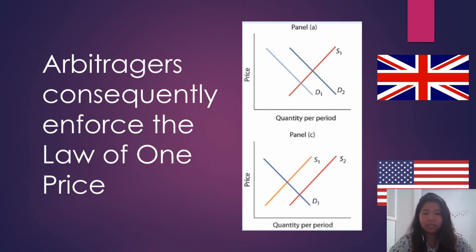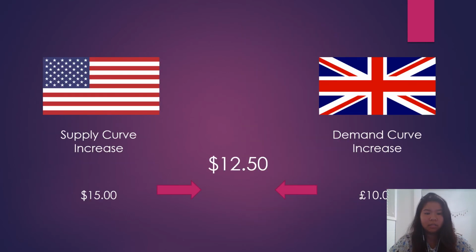Now because of this, the prices are eventually going to meet at one point where they settle, and that is what arbitragers' actions are doing. So here's another illustration of that. So in the US, the supply curve increases, which lowers the price. And in Great Britain, the demand curve increases, which increases the price. And the prices that were $15 and 10 pounds earlier meet at roughly $12.50.